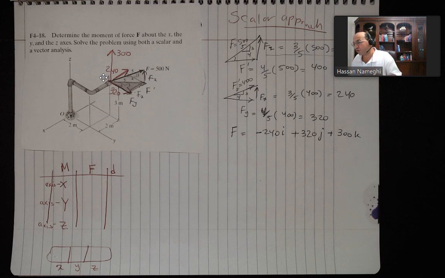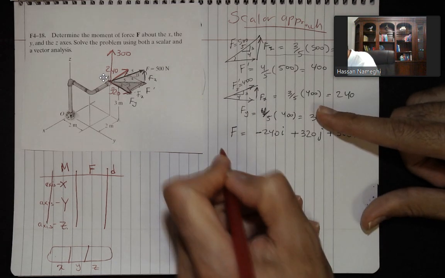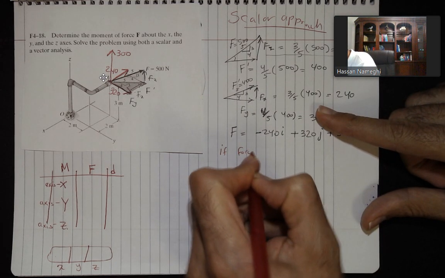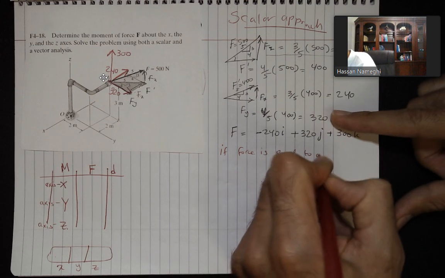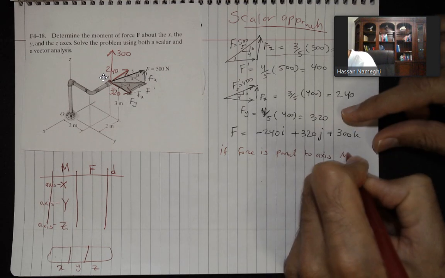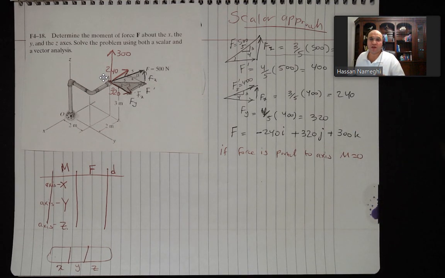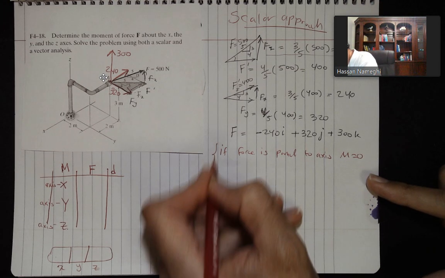There are two rules just to keep in your mind. One, if the force is parallel to the axis, the moment is 0. For instance, if your force is in the y, you don't need to do any calculation. Moment about the y-axis is 0 because there is no way it can produce any moment. And then I gave you the example of the wrench. If you apply the force along the wrench, you cannot create any moment. That's number one rule that I would keep in mind.